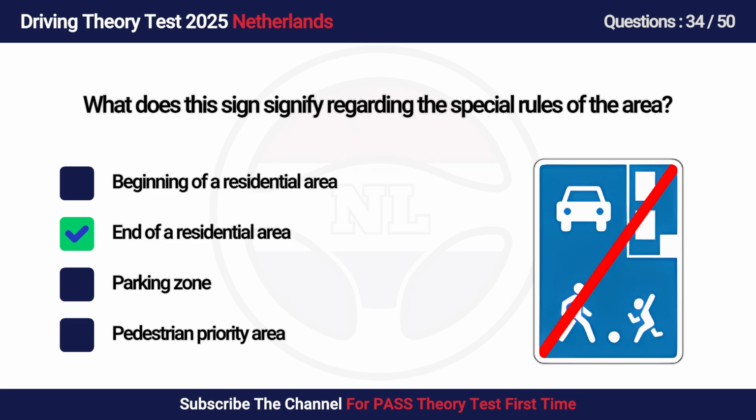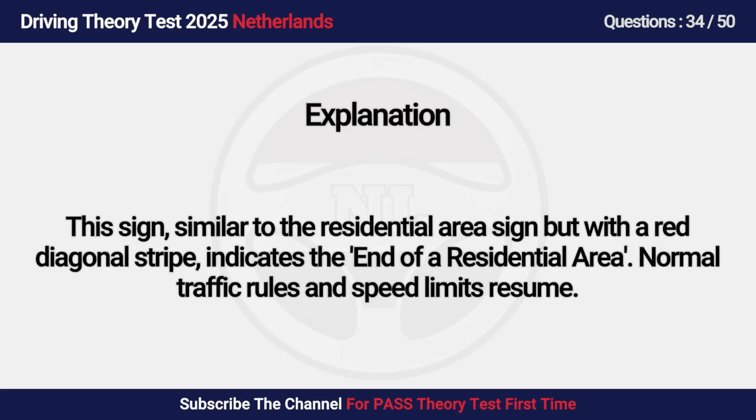Answer is B. End of a residential area. This sign, similar to the residential area sign but with a red diagonal stripe, indicates the end of a residential area. Normal traffic rules and speed limits resume.